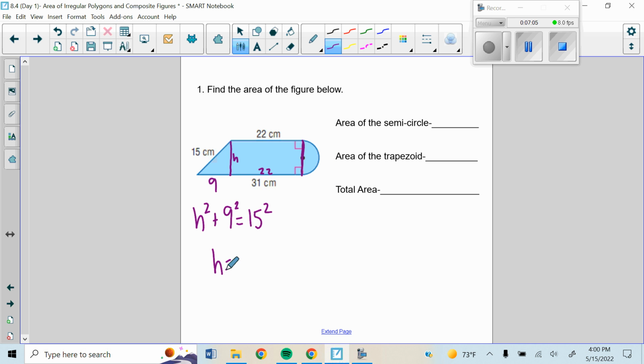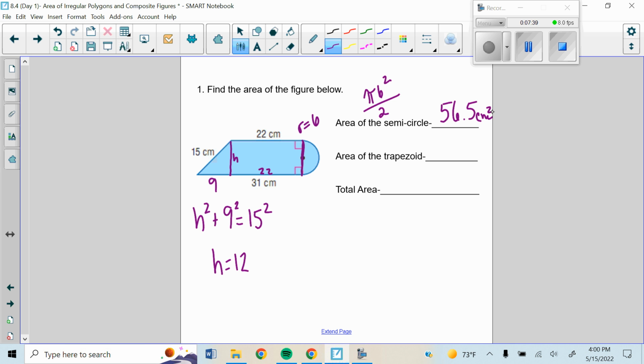So hopefully you'll find that that is 12. So that makes it have a radius of 6. So now it's all broken down for you. Find the area of the semicircle. Semicircle, remember, is half a circle, so pi r squared, and I'm going to divide it by 2. So I'm going to take pi times 6 squared, and then I'm going to divide that by 2. So go ahead and do that in your calculator if you haven't. You get 56.5 centimeters squared.